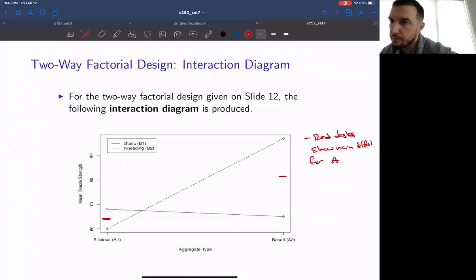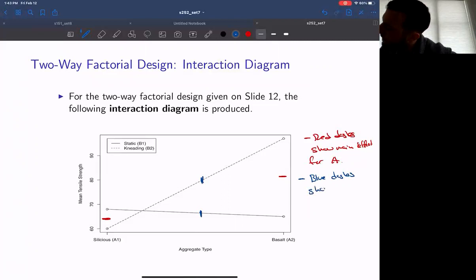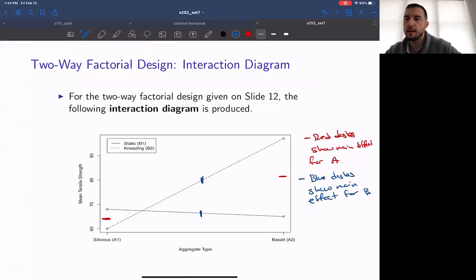Then if we consider the midpoints of the two line types, we can see that the blue dashes show main effect for B. And that's the same idea as with A. Basically, the midpoints of the lines are not at the same value. The midpoint of the dashed line is around 80, and the midpoint of the solid line is like 67. So this is showing that we have a difference in main effects for B.